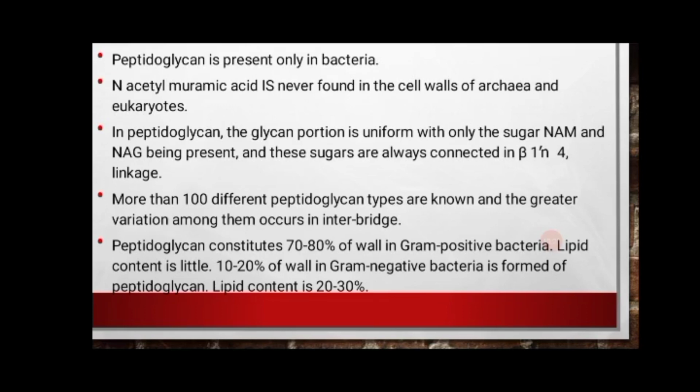Peptidoglycan constitutes 70 to 80% of the wall in gram-positive bacteria, while the lipid content is very little. In gram-negative bacteria, 10 to 20% of the wall is formed of peptidoglycan, but the higher lipid content, that is 20 to 30%, is present.